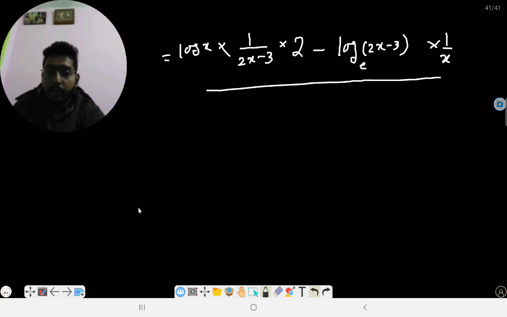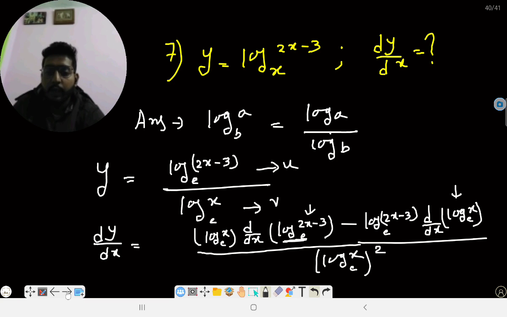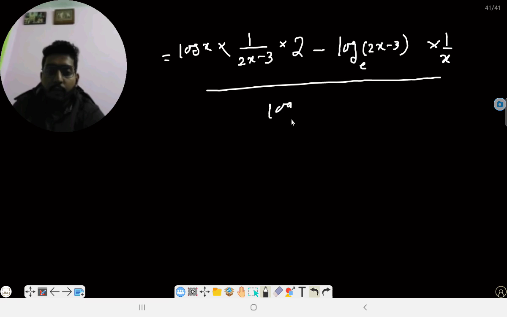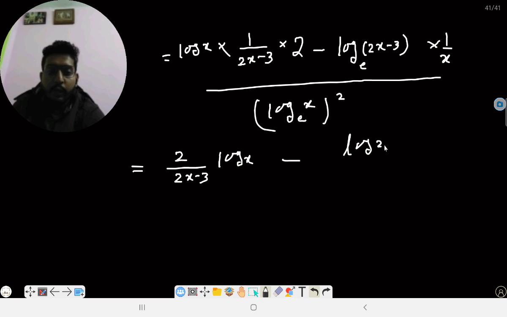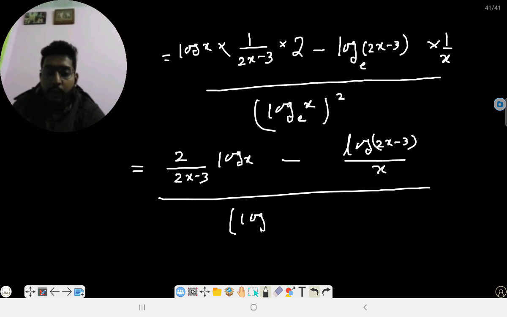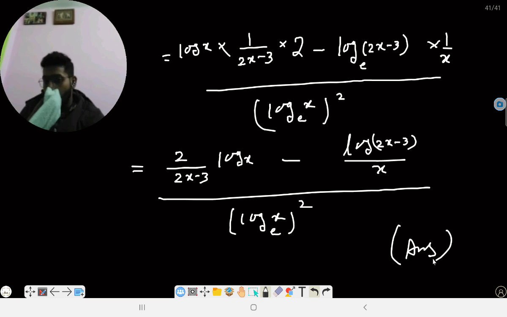And here the denominator will be log x base e whole square, so that will be 2 by 2x minus 3 log x minus log 2x minus 3 divided by x, whole divided by log x base e whole square, like this. So now you can simplify this one and that will be the answer. So this is the way you can solve this type of problem.